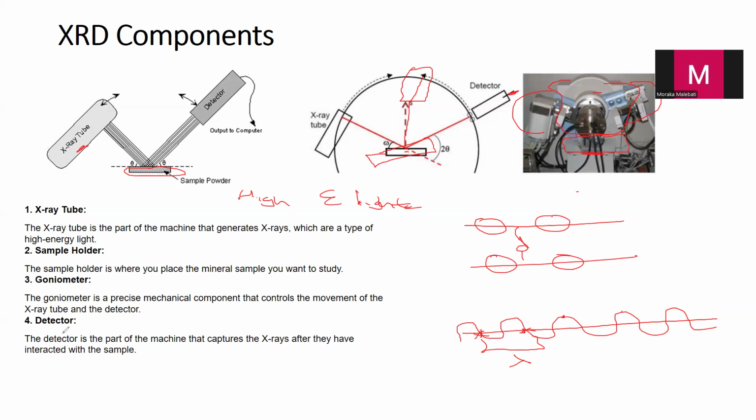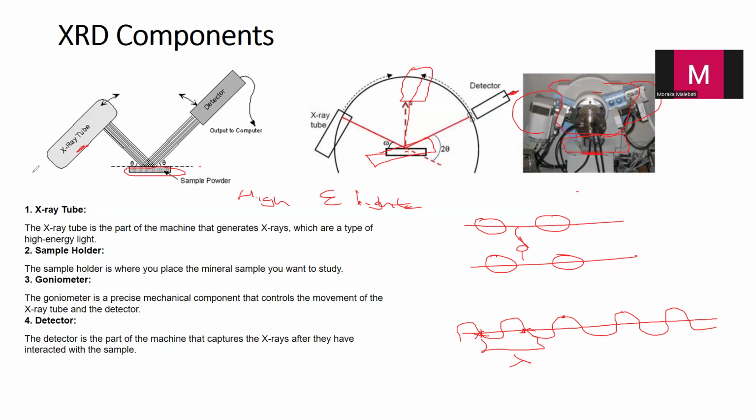Then we also have what you call a detector, and it's self-explanatory, because the detector's job is to catch the X-rays that hit the atomic planes within the crystal. Can you see these focused X-ray beams that hit the atomic planes? They get to be scattered in different directions.